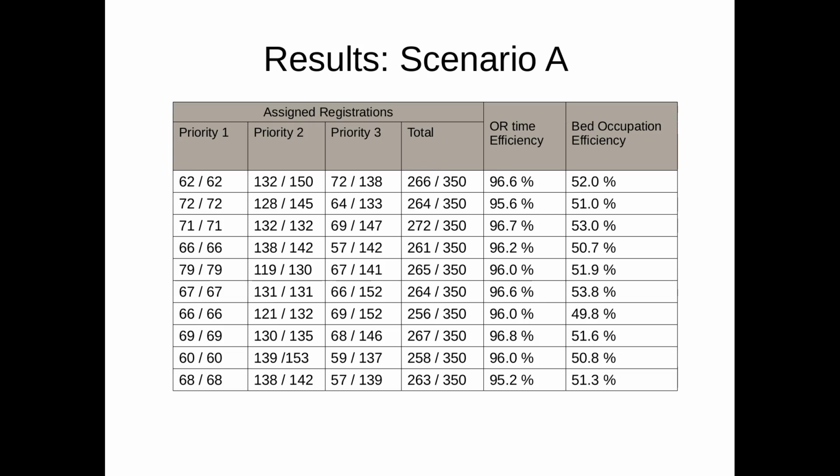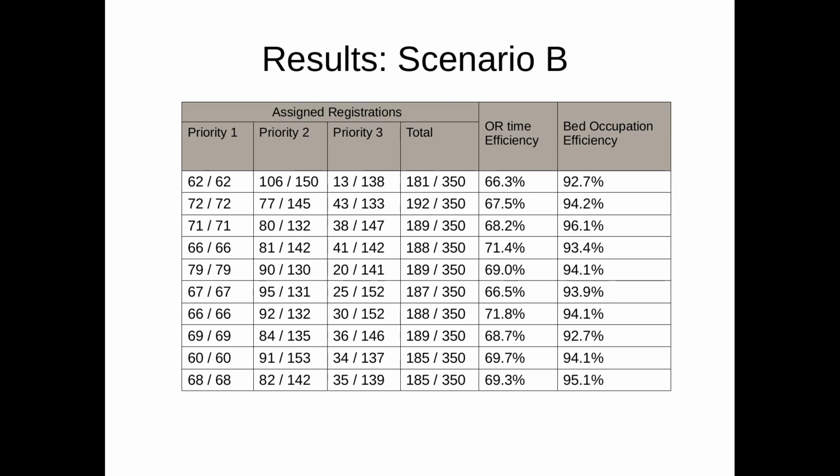So for all these 10 instances, all the registrations are assigned, and we can see that in terms of scenario A, in which OR time efficiency is the limiting factor, it has almost 95% of OR time efficiency. So in this case, we see that we have good results for scenario A.